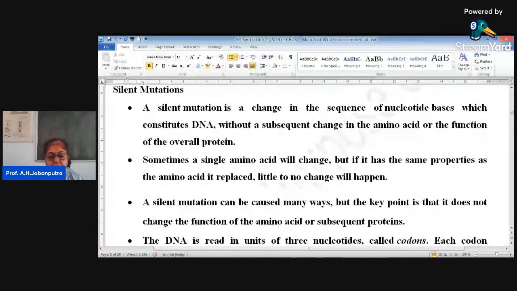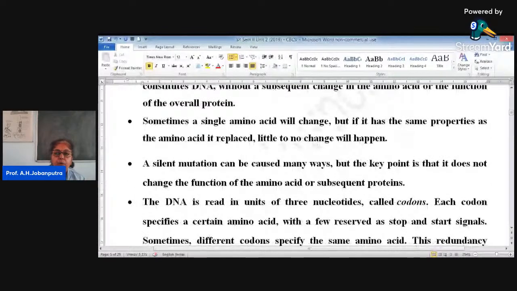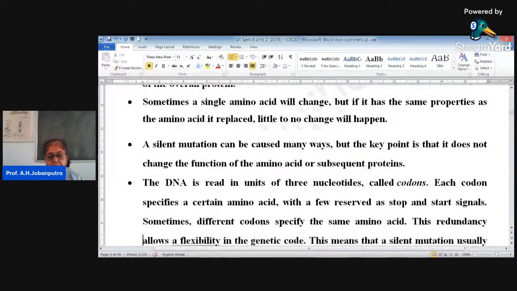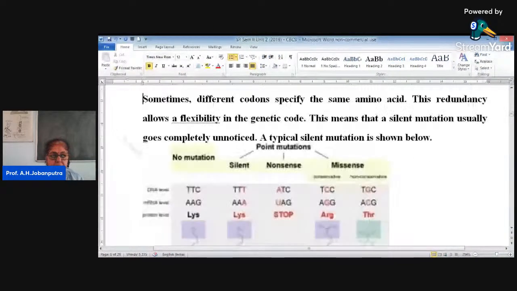Fourth type of silent mutation is, we know that a codon is made up of 3 bases. So each codon codes for a specific amino acid, except there is an initiation codon and a termination codon. Sometimes different codons specify the same amino acid, and that is why even if the mutation has taken place, it is not going to change anything. Such a type of mutation is again silent type of mutation. See, these are the silent mutations.